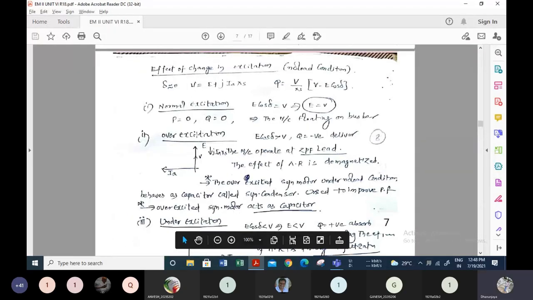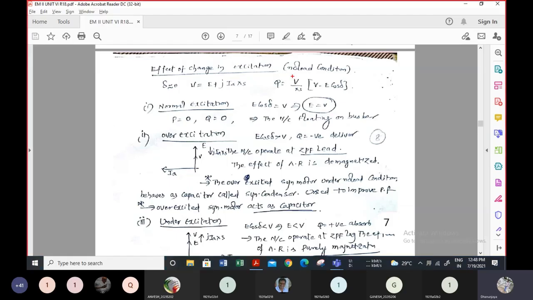Okay. The last topic we discussed today is the effect of change of excitation. We'll continue with what we have discussed. Under no load condition, we have the same formula: V equal to E plus J into IA XS, when RA is assumed as zero. Instead of IA into ZS, I'll write it in terms of IA into XS. We have also derived the expression Q equal to V cos delta by XS into (V minus E cos delta).